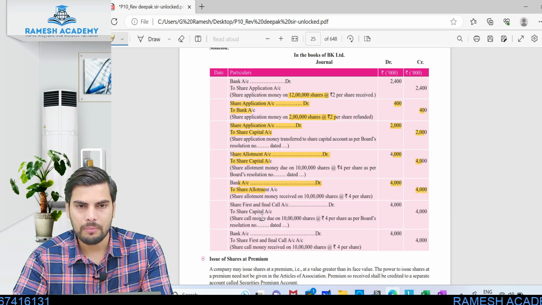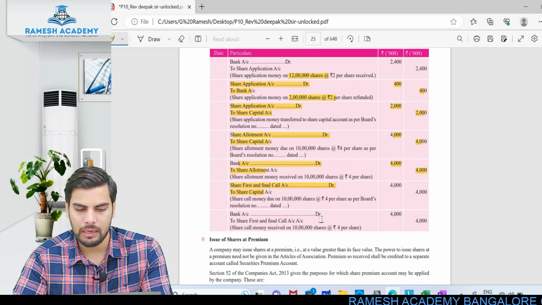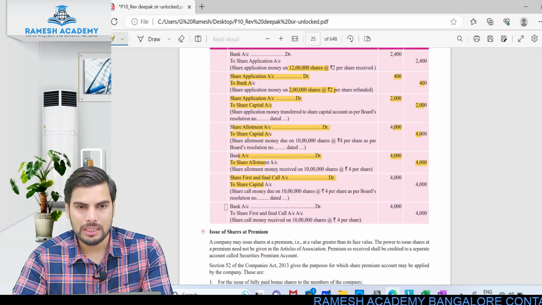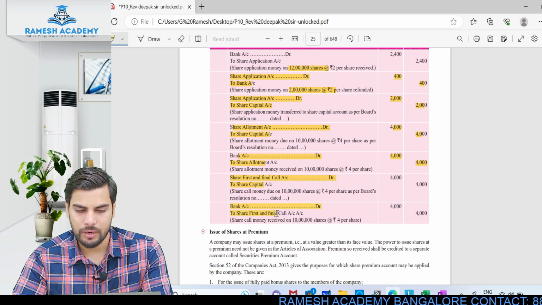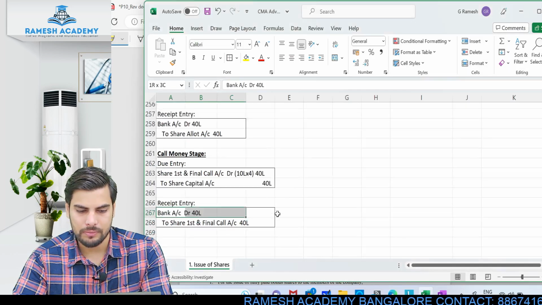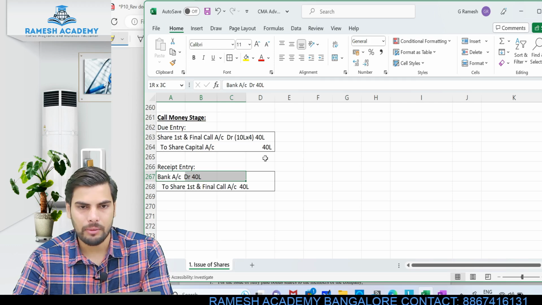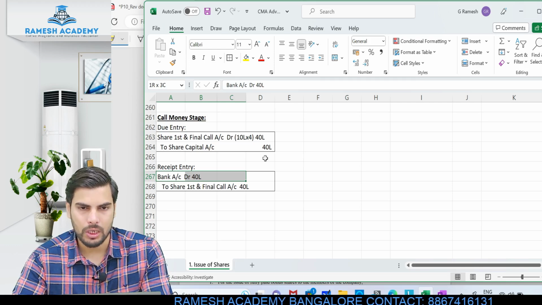Clear? The same thing will hold good even for the call money stage. Share first and final call account debit to share capital, 40 lakh and 40 lakh. And then when we actually receive this amount, bank account debit to share first and final call, 40 lakh and 40 lakh. Look at this, we have passed exactly the same entries. Clear? No changes at all.